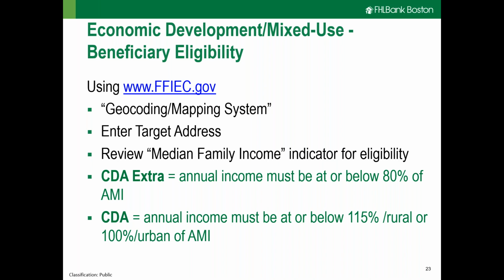If anyone has questions on how we engage in all of this, we can certainly discuss this offline. Feel free to reach out to me, but it's the FFIEC website. You basically enter the address for the collateral business, and it will give you a statistical readout, and you're just looking to ensure that you're at or below the eligibility indicators for either the CDA Extra or CDA program.